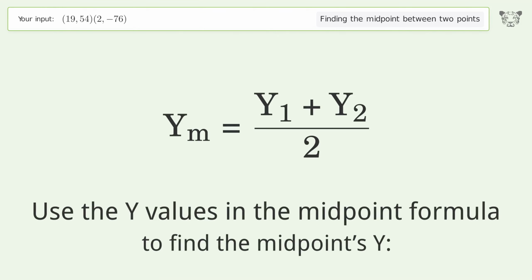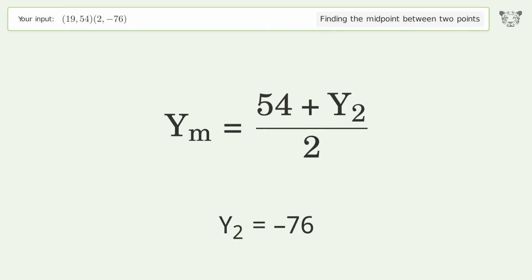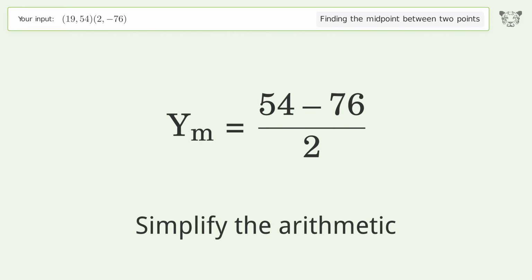Use the y values in the midpoint formula to find the midpoint's y. y1 equals 54. y2 equals -76. Simplify the arithmetic.